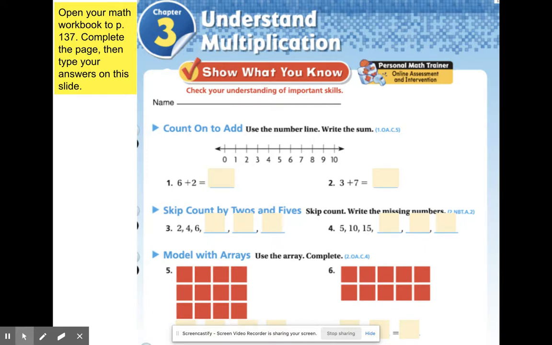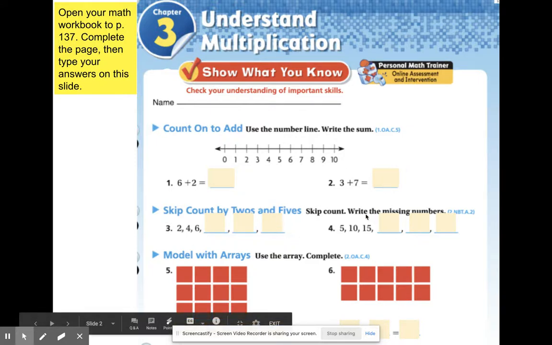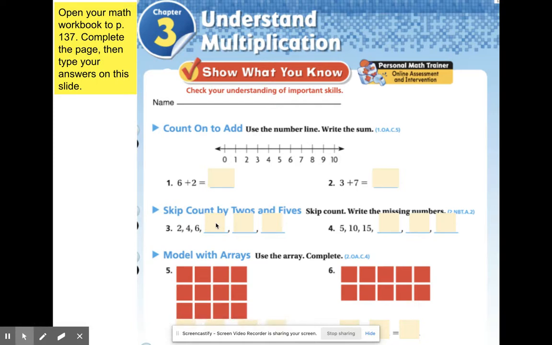So what I'd like you to do now is open your math workbook to page 137. You're going to use your workbook to do the problems and then type your answers on the slide. So for 1 and 2 in your workbook, you're going to use the number line to add. If you want to draw your jumps on the number line to help you, you can. Just make sure that once you figure out the answers to the problems, you double click in the boxes and type your answers.